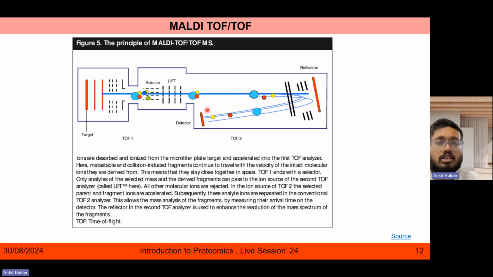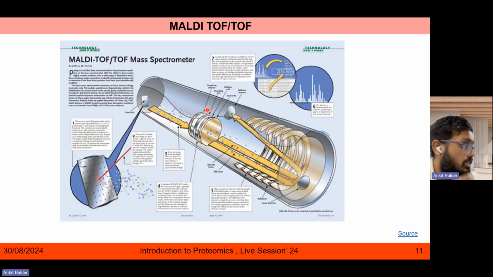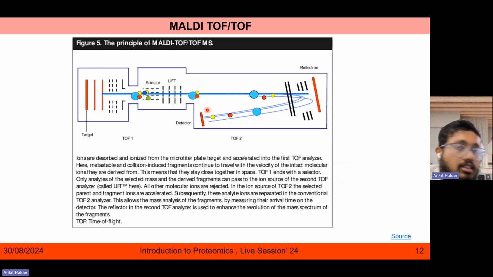So how does it happen? What is the basic principle? We have seen the diagram. What is basically the principle of multi-TOF MS? That is what we are now going to see. You can see this is a target. This is TOF one and this is TOF two. These are two time-of-flight mass analyzers that are configured sequentially, so two mass analyzers are attached.